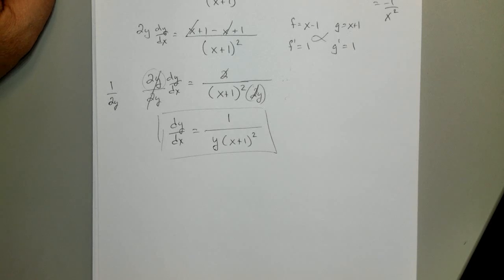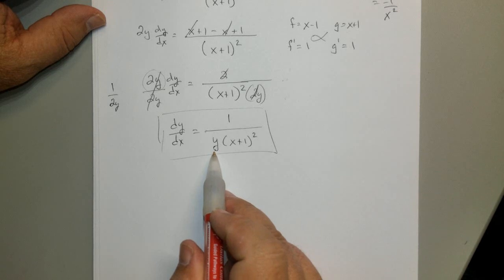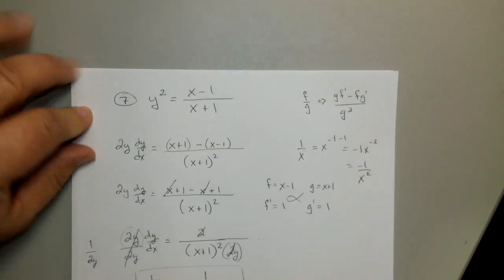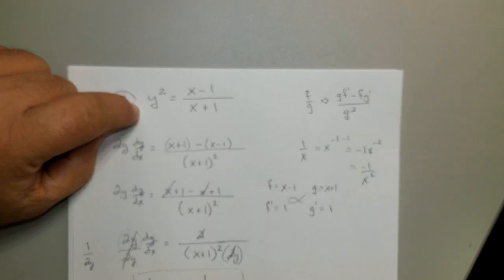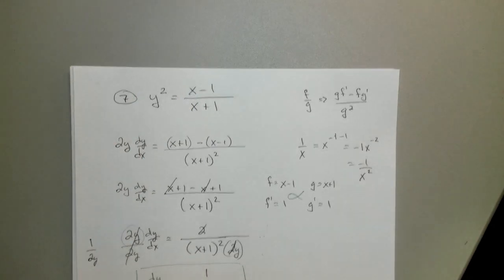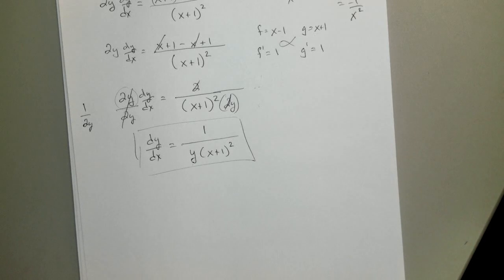We could go one step further. Do we know what y is? We can figure it out. We know y squared equals that. So y would equal the plus or minus the square root of this whole thing. But that's good enough for me right now. I'm happy there.